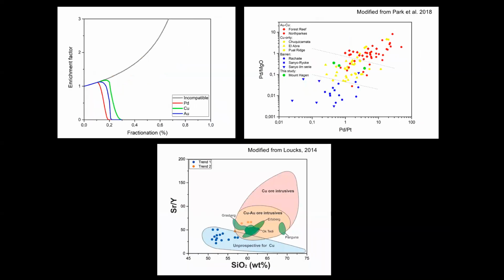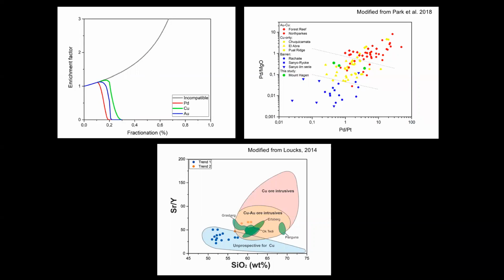So PGEs were also used to model the fractionation of palladium, gold, and copper. And it shows that the magma had reached a very early sulfide saturation. As a result, chalcophile elements would be trapped in the mantle and they would not be able to enter a fluid phase and form a deposit.